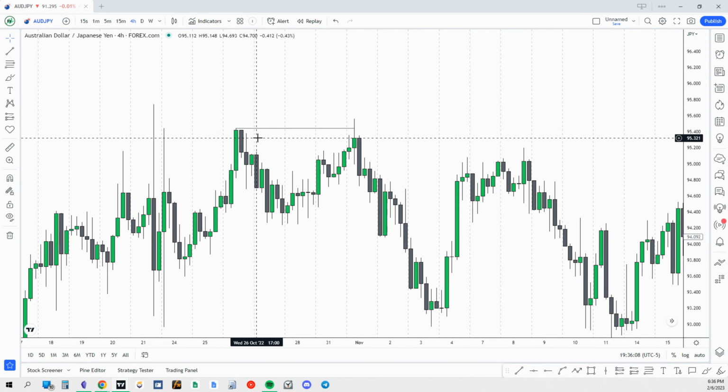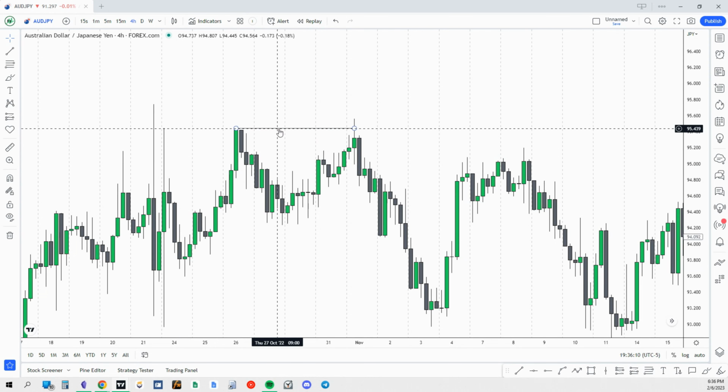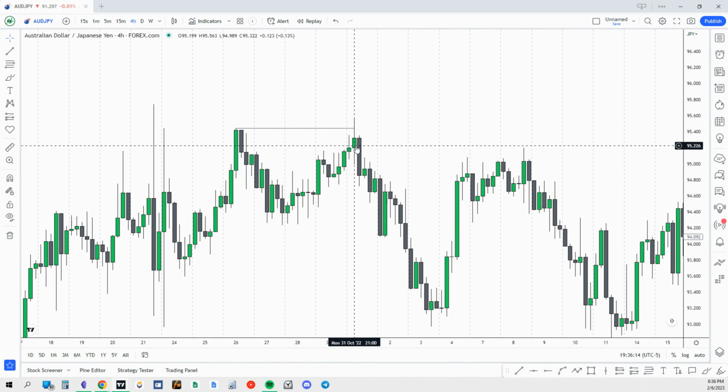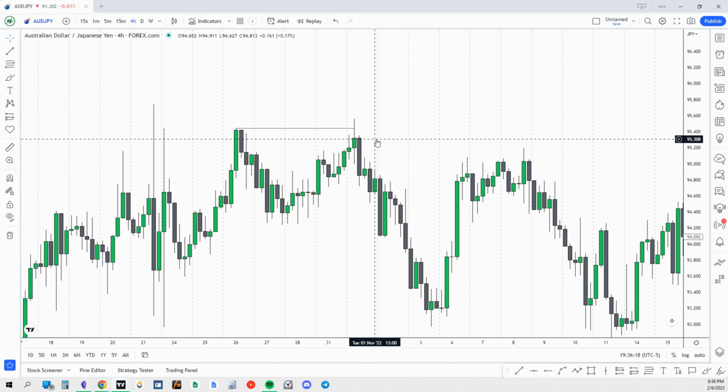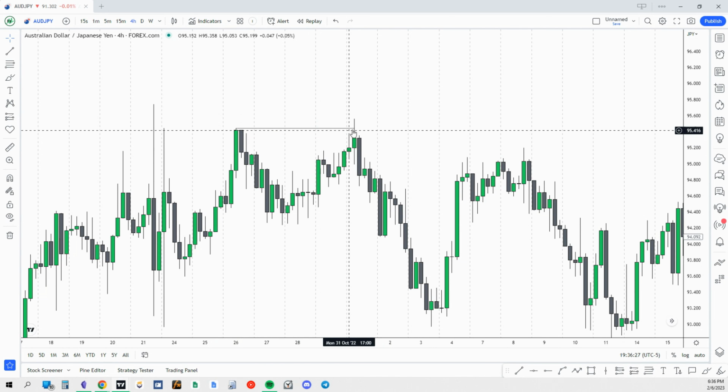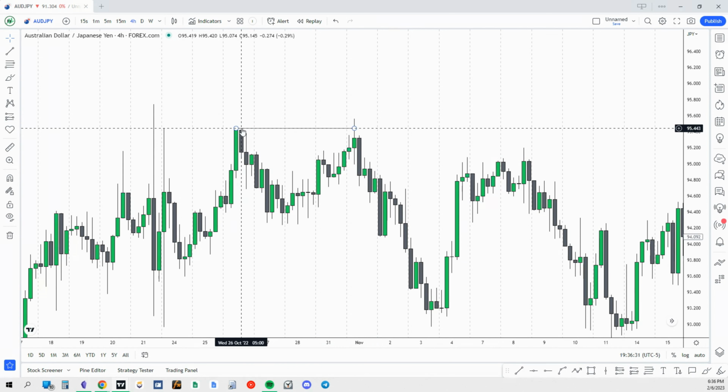This is not actually a break of structure. This is just a wick of this high. You can see that on this time frame, on the 4-hour chart, and again, this applies to any time frame, it doesn't matter. So for now, just ignore what time frame this is. This one candle rallied up and did spike above that high with a wick, but then it retraced back down and closed under this high over here.